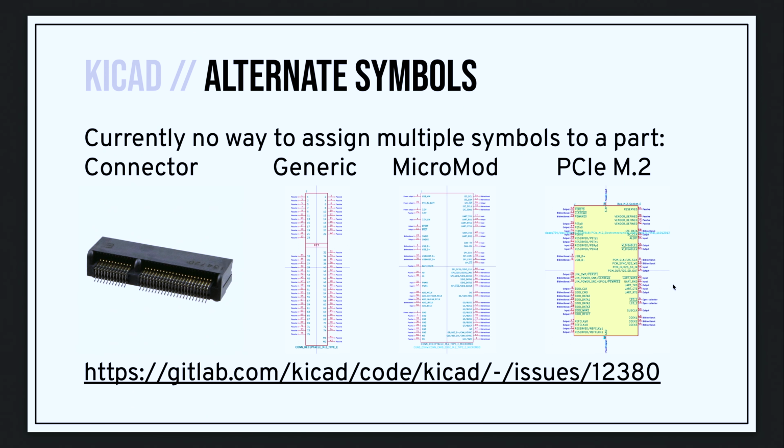So there's currently no way to place different schematic symbols for a single database part in KiCad. One reason why you might want to do that is you have an M.2 connector. You want to be able to use that with SparkFun's MicroMod system or the PCI Express M.2 specification. Those symbols have different pinouts, and there's currently no way to pick which symbol you want while keeping the same part number and same footprint within KiCad.